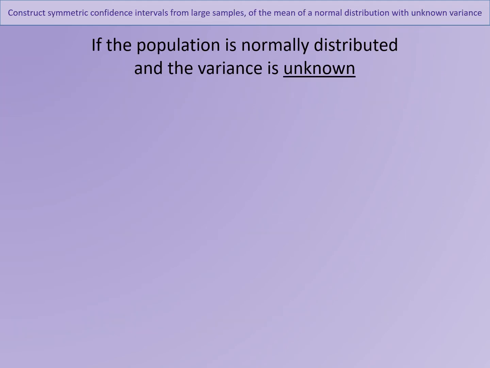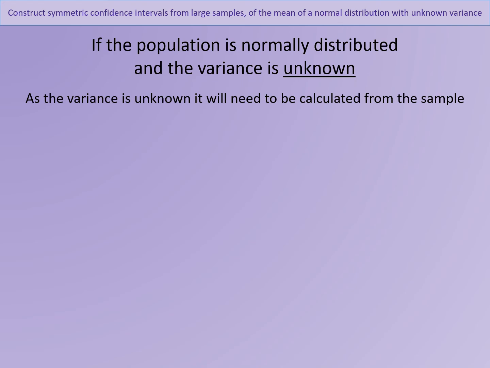If a population has a normal distribution, but the variance of that population is unknown, we can estimate it from the sample using an unbiased estimator. In order for this to work, the size of the sample needs to be sufficiently large, and we tend to define this as n is greater than or equal to 30.